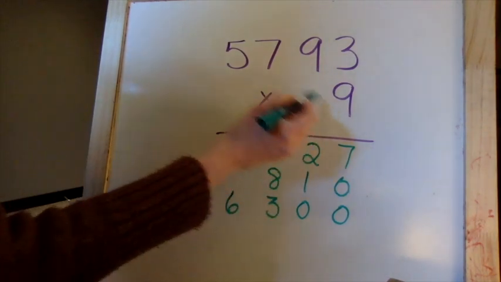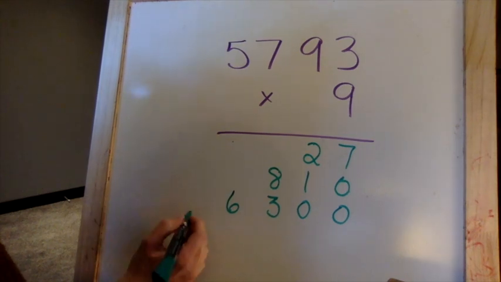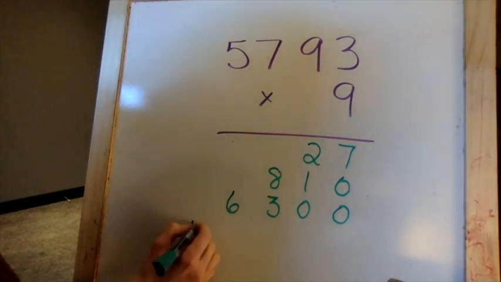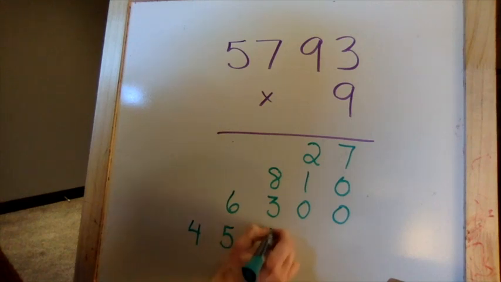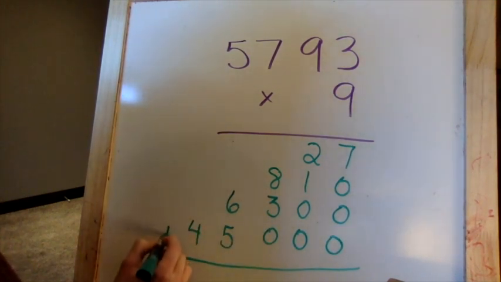Now I move on to 9 times 5,000. So 9 times 5 is 45. 9 times 5,000, you got it, it's 45,000. So we're going to put 45,000. Now I'm going to add this all together to get my final product.